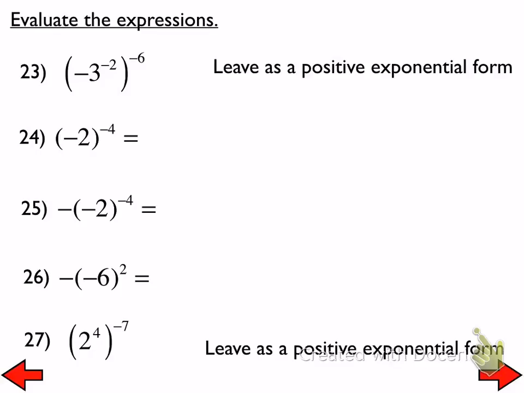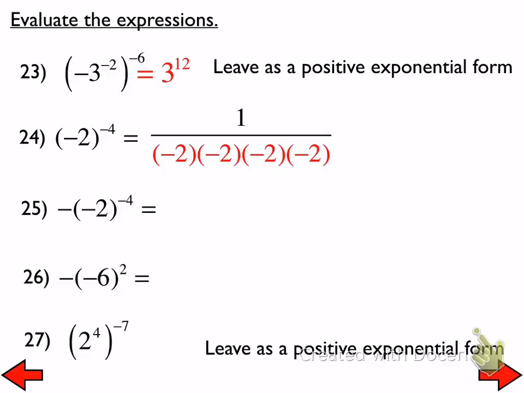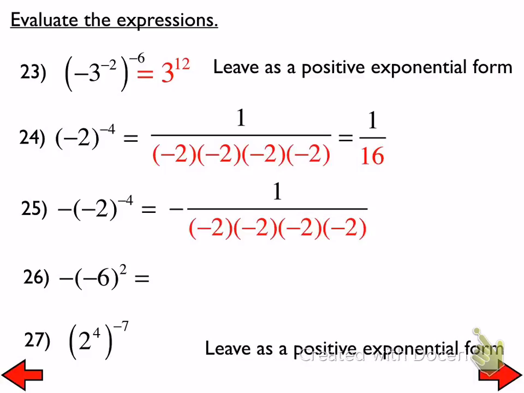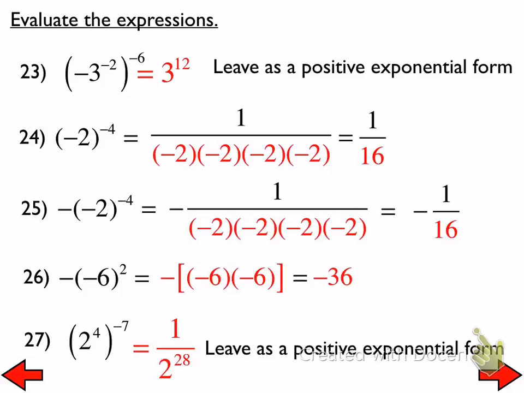So, for number 23, we should have 3 to the 12th power. Number 24, because negative 2 is in parentheses, we have 1 over 16. Number 25 should be negative 1 over 16. 26 is negative 36. And 27, we're leaving in exponential form, negative 1 over 2 to the 28th power.